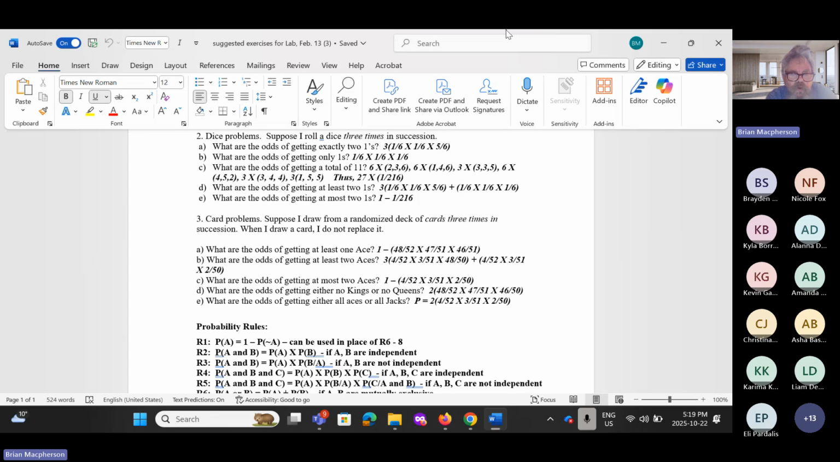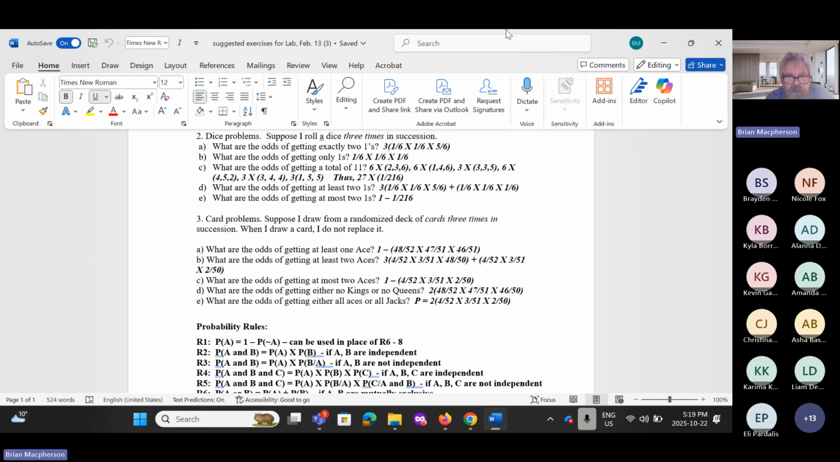All right. What are the odds of getting at most 2 aces? Well, if I get at most 2 aces, that means that I can't get all 3 aces, right? So what I do is I subtract from 1, using the complementation rule, the probability of getting all aces. The probability of getting all aces is 4 out of 52 times 3 out of 51 times 2 out of 50. And I subtract that value from 1.